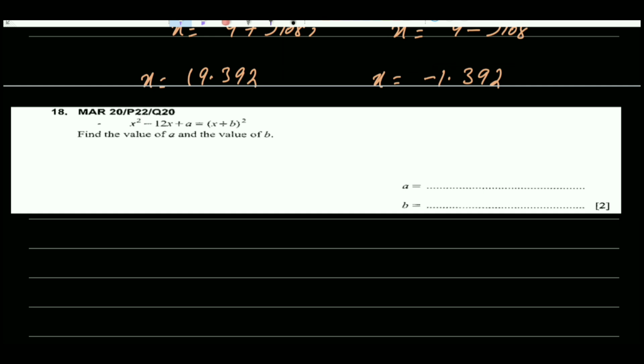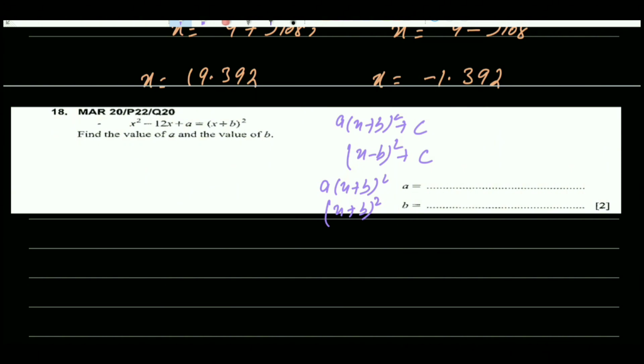Question: x square minus 12x plus a is equal to x plus b whole square. Find the value of a and the value of b. As we can see, this is the form of the completed square method. A and c are not given here, but this is also a form of the completed square. If it is in a square, it is a form of the completed square: a into x plus b whole square plus c, or x plus b whole square plus c, or a into x plus b whole square, or x plus b whole square. These are all forms of completed square.